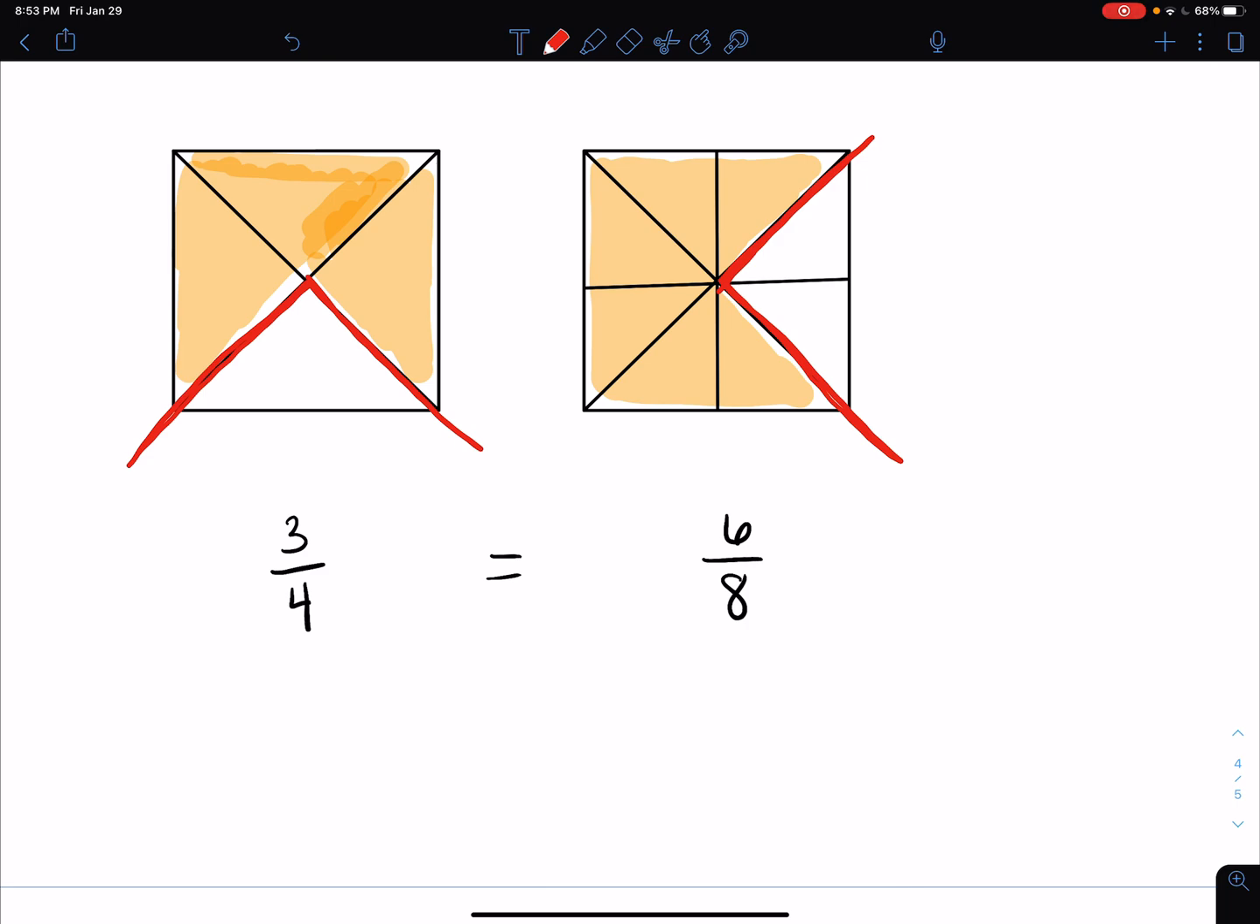So your classwork, your practice for today is going to be called Equivalent Fractions with Shapes. It is posted in your Google Classroom.